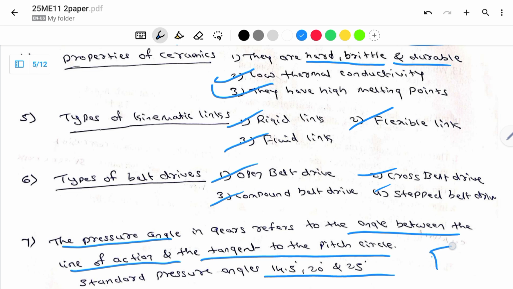So when you are having the gear like this, here there will be a pitch circle, okay, and the tangent line. So in this particular angle, whatever the pressure is acting, it is called a pressure angle, because two tips will be meshing at that point. Okay.